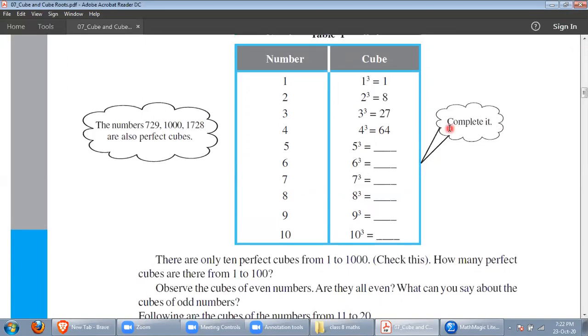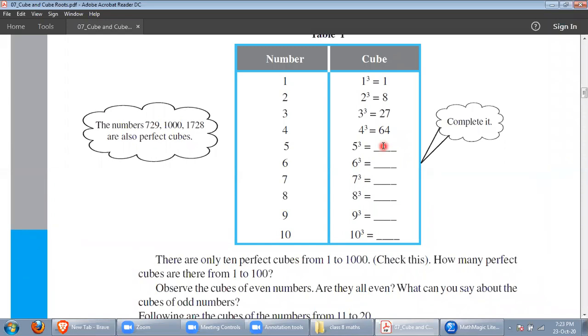Yes, anybody other than 50? Albert? Yes, how many perfect cubes are there? I'm sorry. How many perfect cubes are there from 1 to 100? You can see there are only 4 numbers: 1, 8, 27, and 64, because 125 is more than 100. Oh, it is 4.